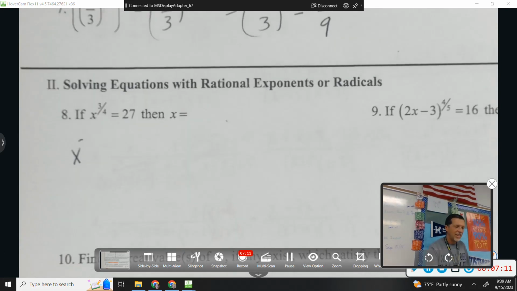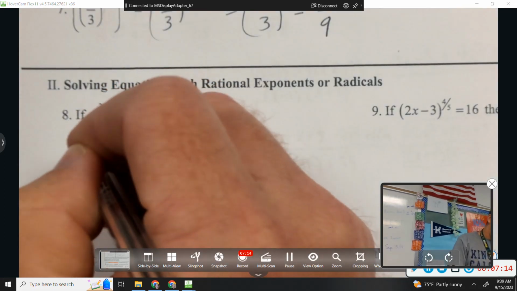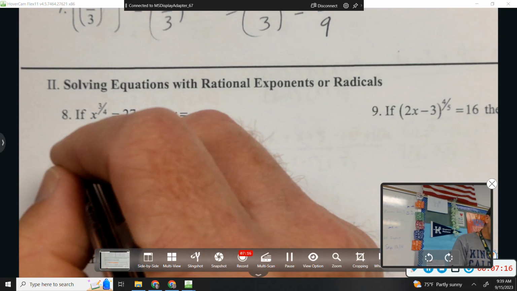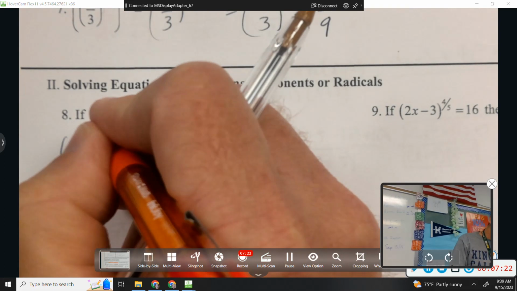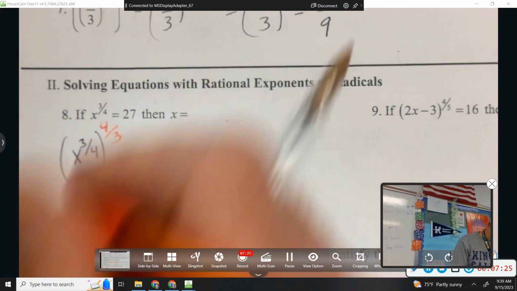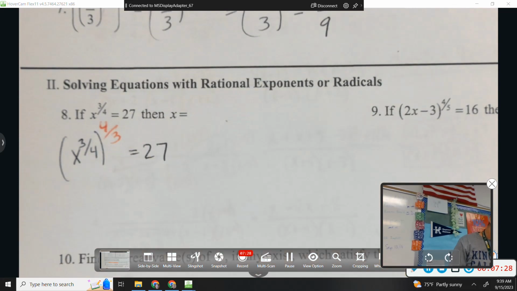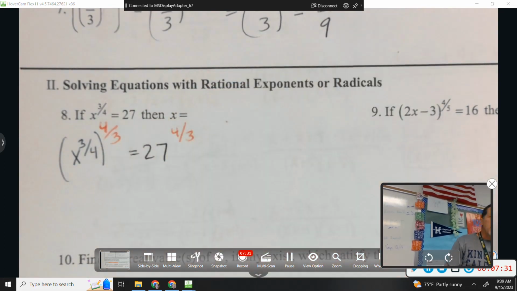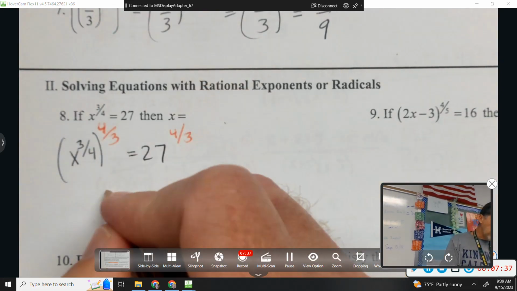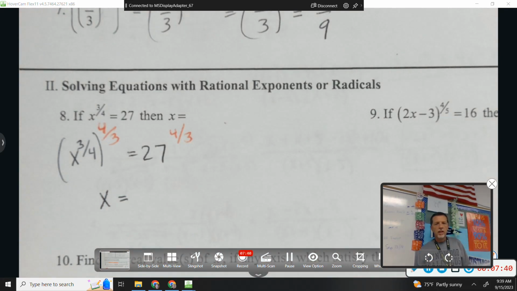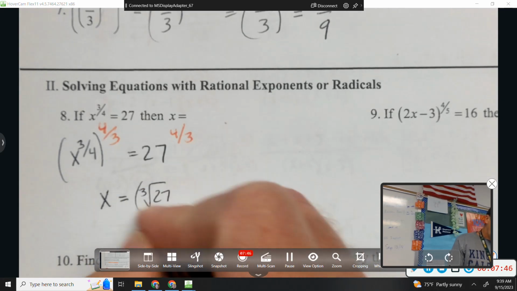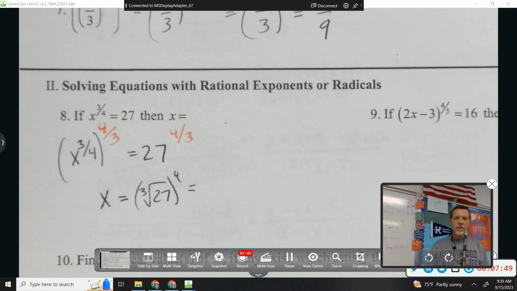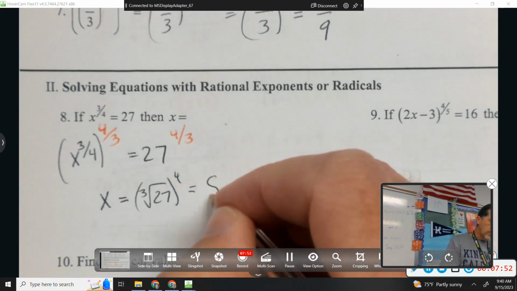Multiply the number 8 exponent both sides to 4 times. So to undo that 3/4, I'll exponent both sides to the 4/3. Power to a power, we multiply the powers, but 3/4 times 4/3 is 1, that's why we did that. And then 27 to the 4/3. The cube root of 27 to the 4th, 3 to the 4th is 81.